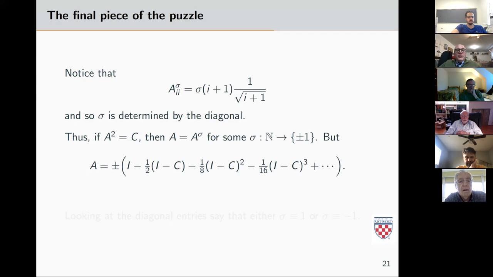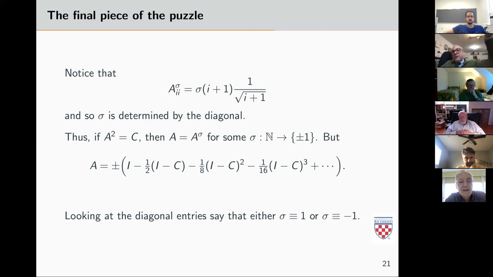So if A squared is equal to C, then because A is this lower triangular matrix, it's going to be an A sigma for some sigma. But the diagonal entries of each one of these matrices, because it's lower triangular, are actually pretty easy to figure out. And again, I teach Calc 2 a lot, so I'm kind of an expert on summing series. So it turns out that you only have two choices. It's either ones or the minus ones.